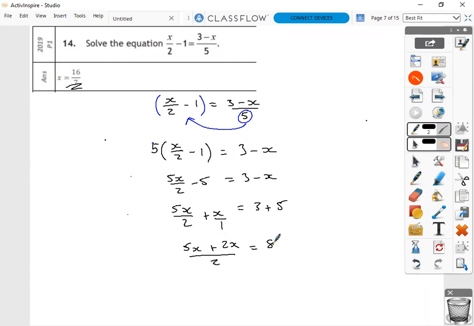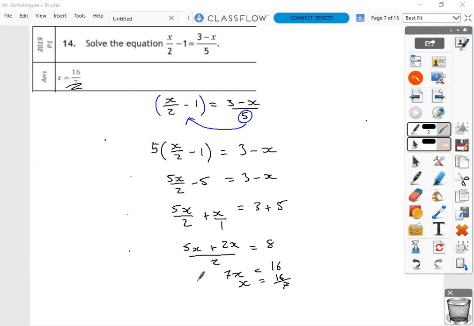Now I can take the 2 across and tidy up the x terms. That gives me 7x, and 8 times 2 would be 16. And then I'd be left with the same answer. Okay, so a wee bit fiddly. Quite a lot going on, considering it doesn't look like it. But that's just another way we can do that. It's just another way of tidying that up as we go along.